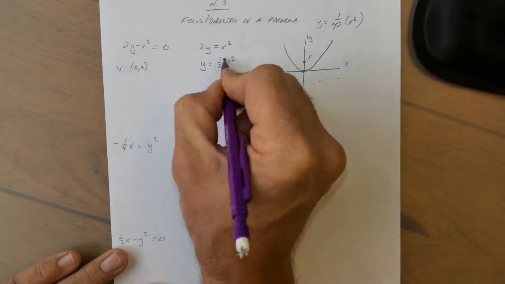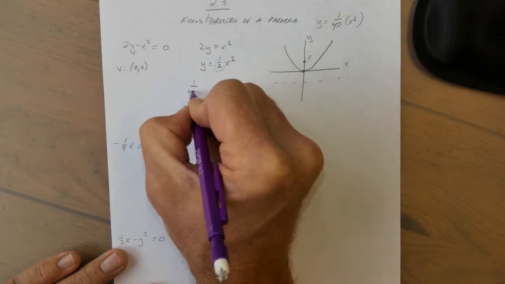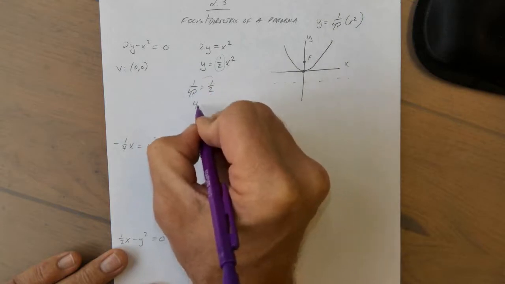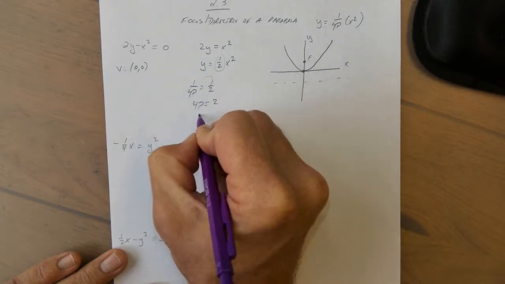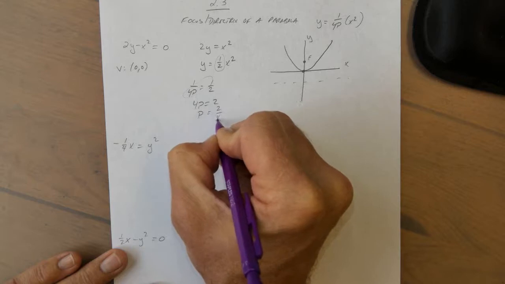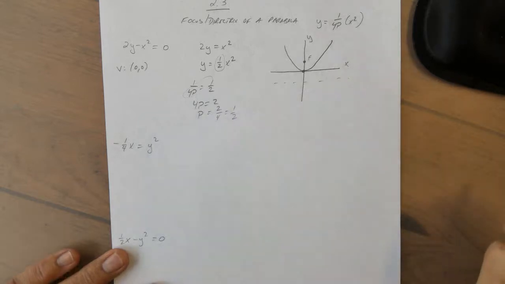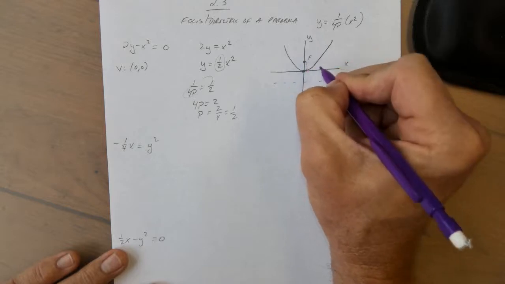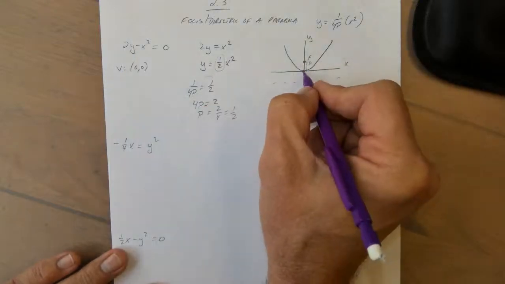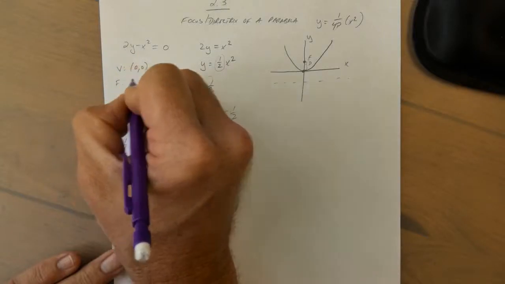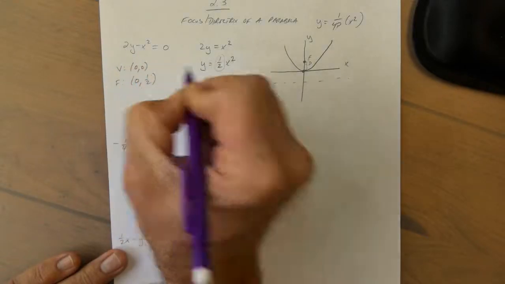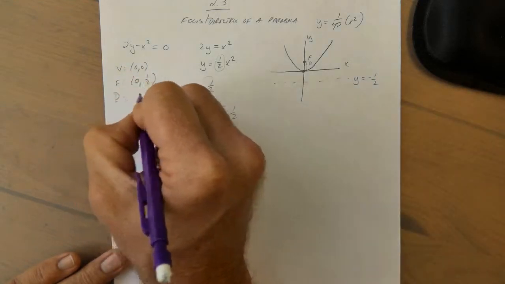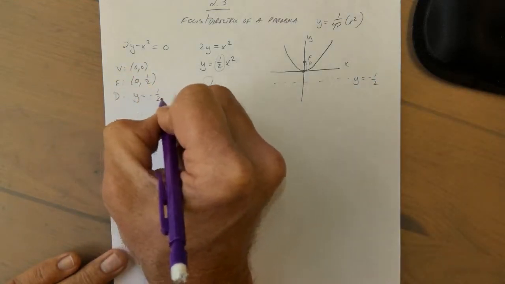So we take our a value and we set that equal to 1 over 4p. I'm going to cross multiply. 4p equals 2, p equals 2/4, which is 1/2. So that tells me that p, which is this distance here, is 1/2. So we're just going up 1/2. So the focus is at the coordinate (0, 1/2). And then this would be the directrix, which is the line y equals negative 1/2.